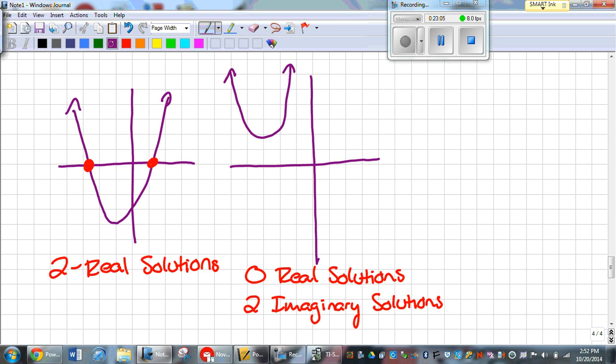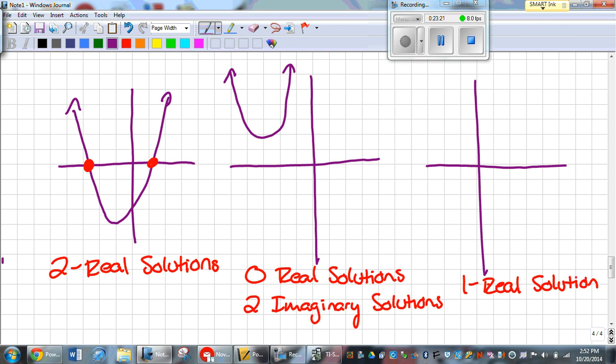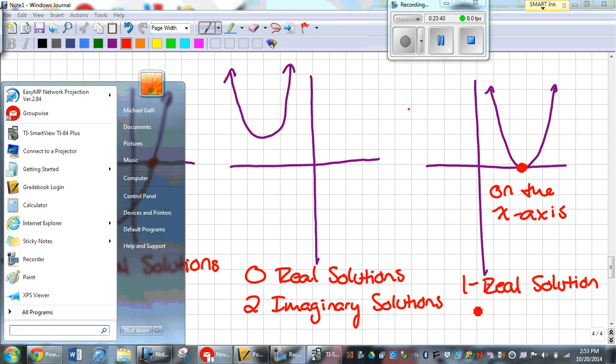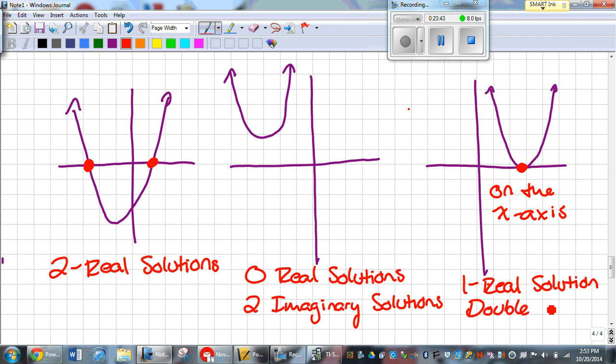And there's one more situation that could occur. There is a situation where you could have 1 real solution. What that means is that when you draw your parabola, your vertex is going to be on the x-axis. So this is only actually one solution, but we're going to call this a double root. And remind me to talk about that one tomorrow in class. So our parabolas could be oriented in 3 different ways: to have 2 real solutions, 2 imaginary solutions, or just 1 double root.